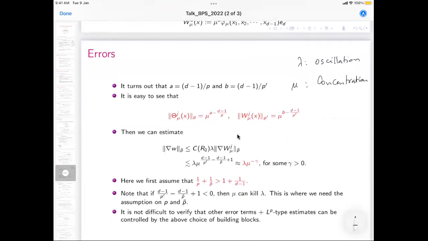And if you are in this region, remember, this is not what I wanted to prove at the beginning. It was 1 by P plus 1 by P tilde bigger than 1 plus 1 by D. But if I restrict for the time being to this one, then I get an exponent minus gamma, where gamma is positive. So mu can in principle kill lambda. So this is the way you can handle this Sobolev estimate.